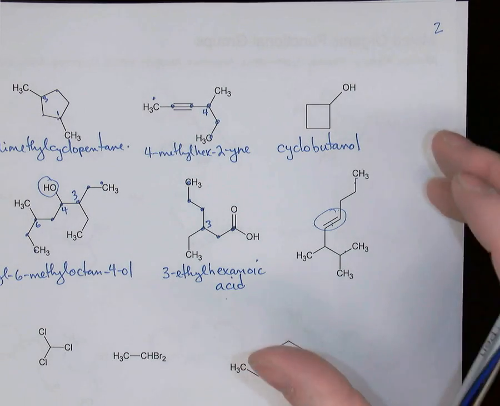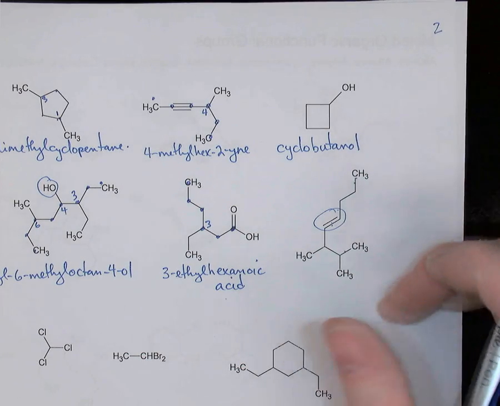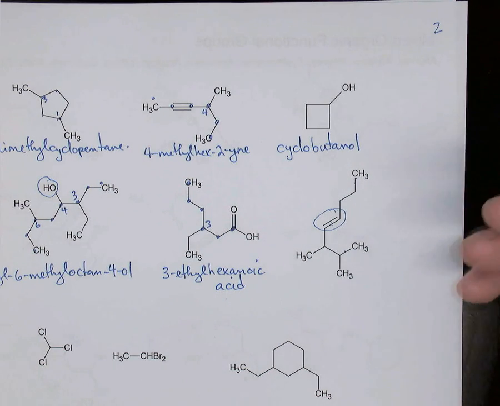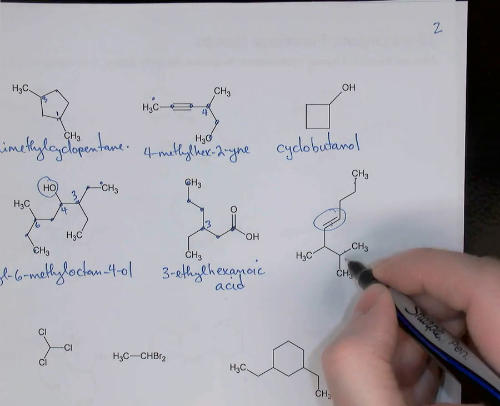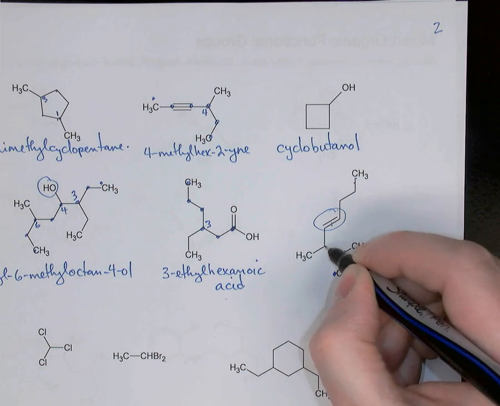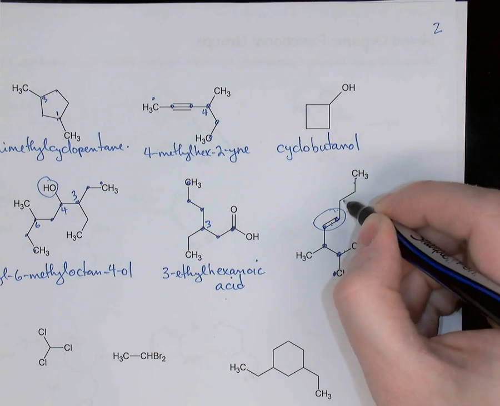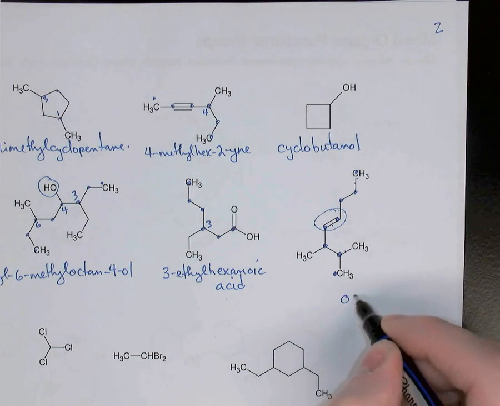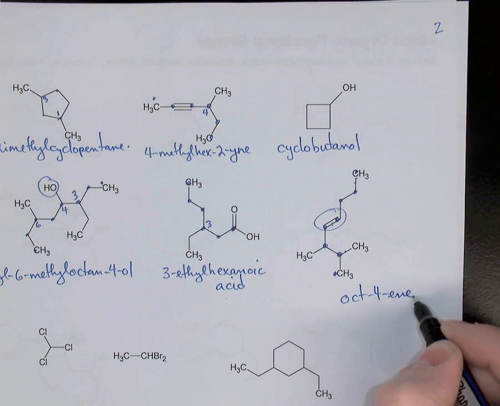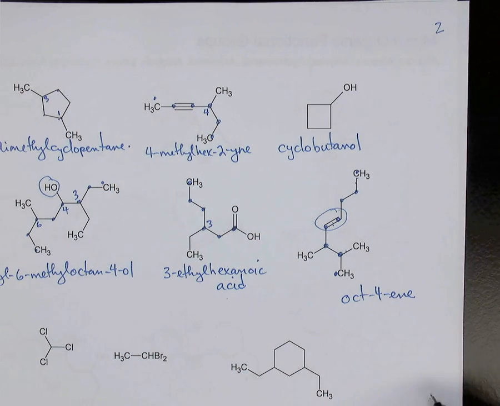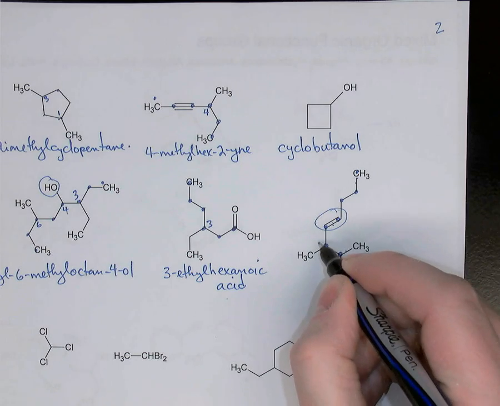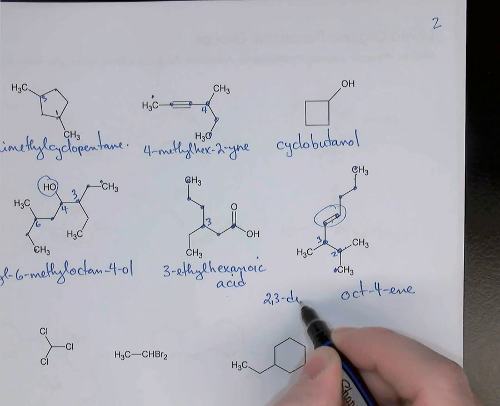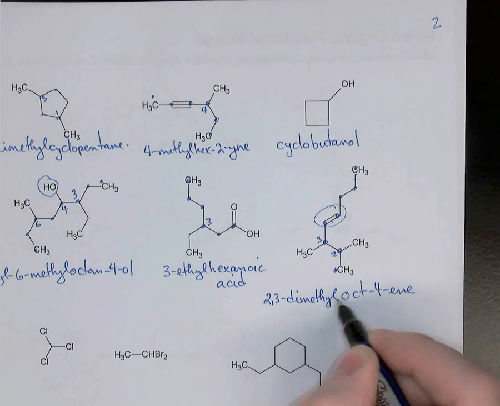So the first thing is to count from the end closest to the double bond. If it's a tie like this, from either end, then the second rule would be we want the branch numbers to be smallest. So we're going to count from the bottom, carbon 1, 2, 3, 4, 5, 6, 7, 8. So this is oct-4-ene. The 4th bond is the double bond. Carbons 2 and 3 have methyl branches. So 2,3-dimethyl oct-4-ene.